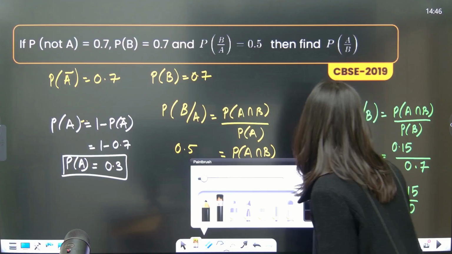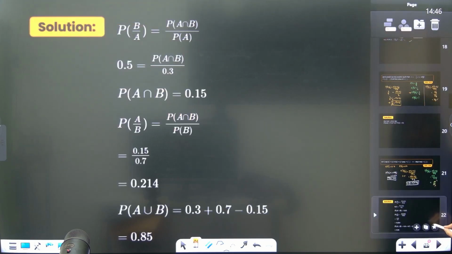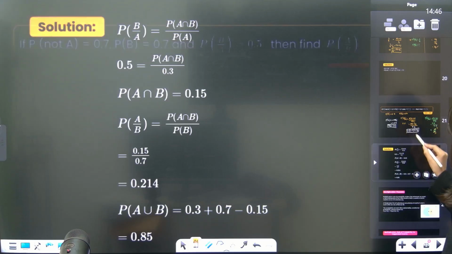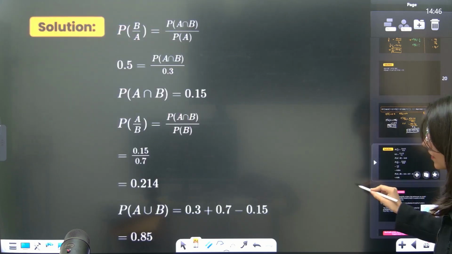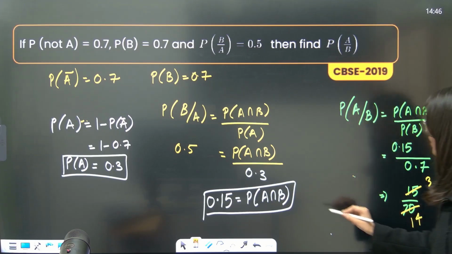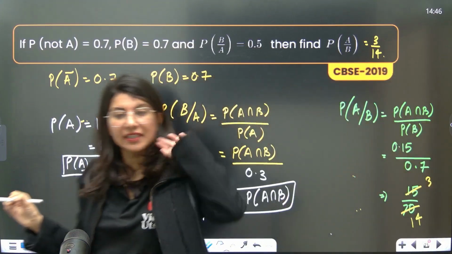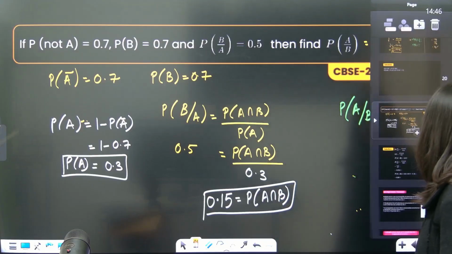If you reduce it, 5 3s are 15, 5 1s are 5, 5 4s are 20. So it is 3 by 14. Yes, 3 by 14 is the correct answer. That's it. So the probability is 3 by 14. That's what you have to write. Clear? All good? Shall I move on to the next problem now?